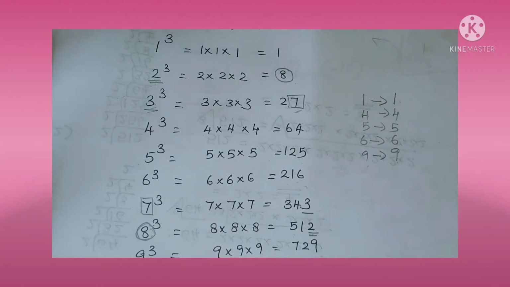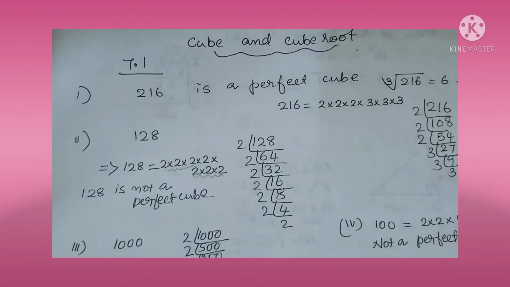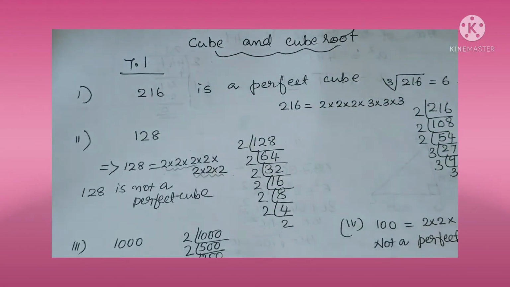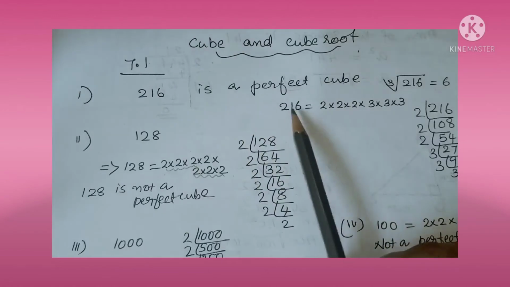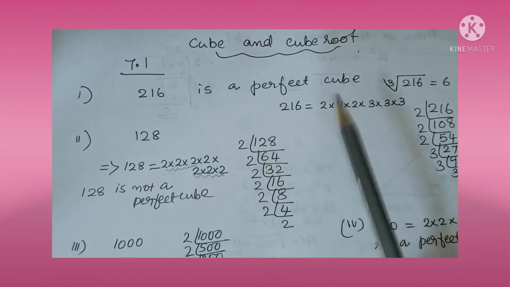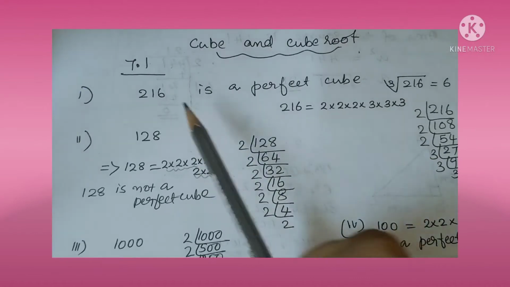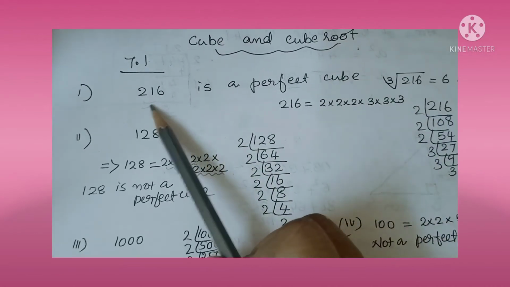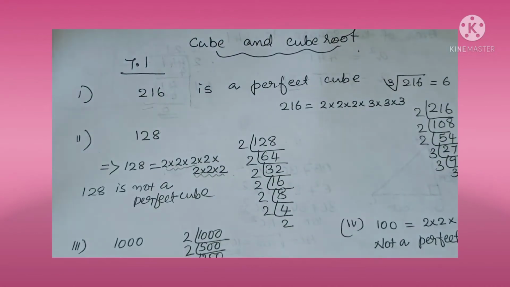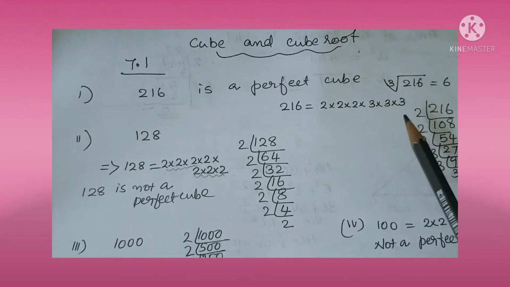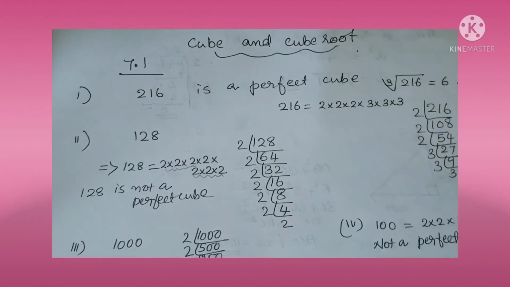Then let us look into the problems. That is 7.1. The question is how to find the cube root or cube of a number. We studied how to find the cube of a number. We want to check whether 216 is a perfect cube. For that, we want to factorize 216.